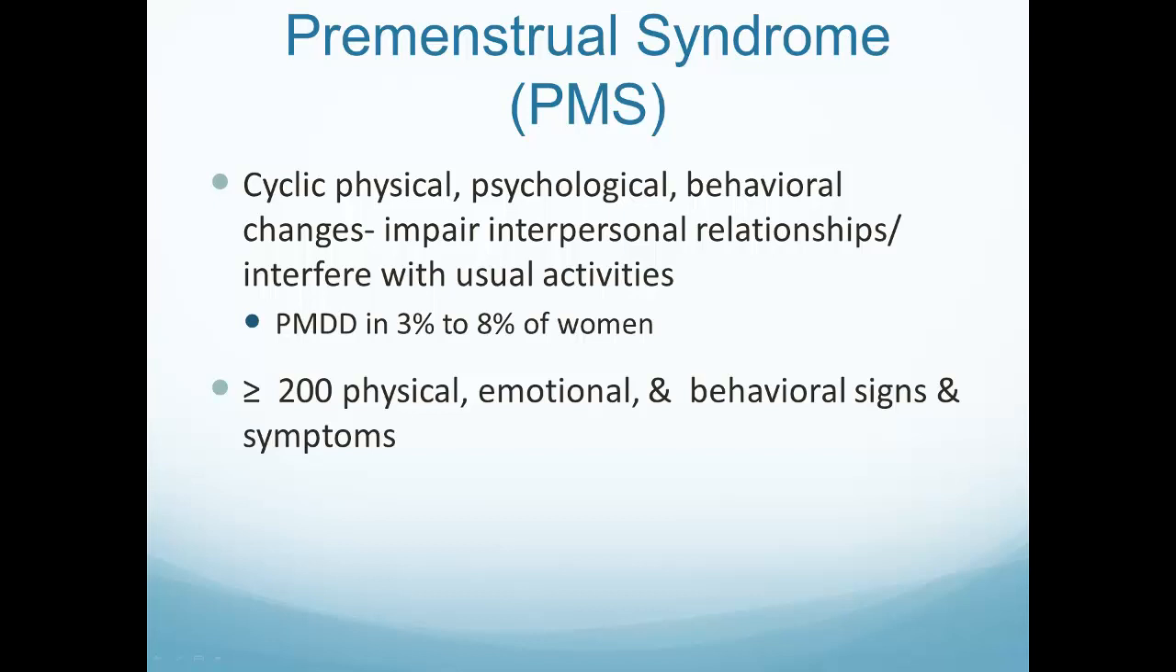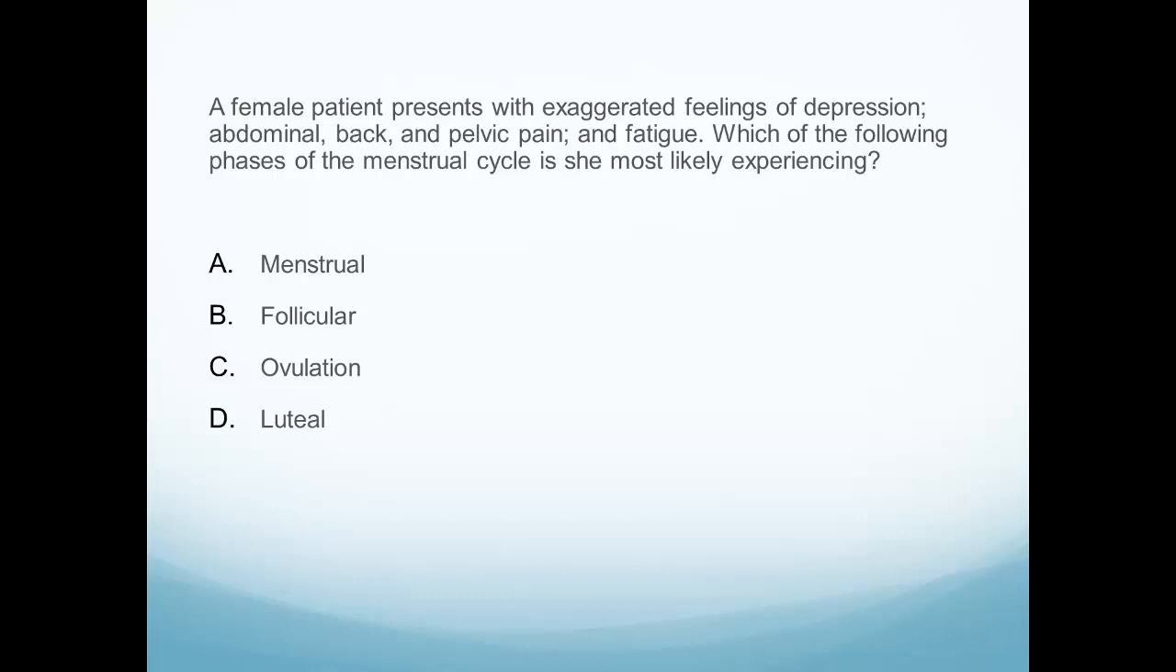And you can see on the screen there, it also lists that there's greater than 200 physical, emotional, and behavioral signs and symptoms of premenstrual syndrome. So certainly there's a lot of different ways that this could manifest in the particular person.